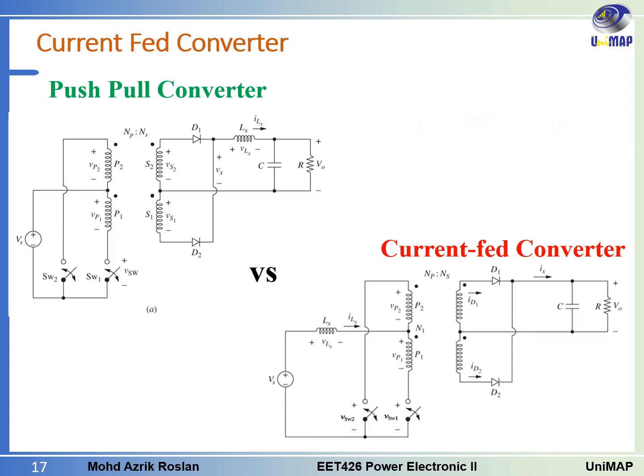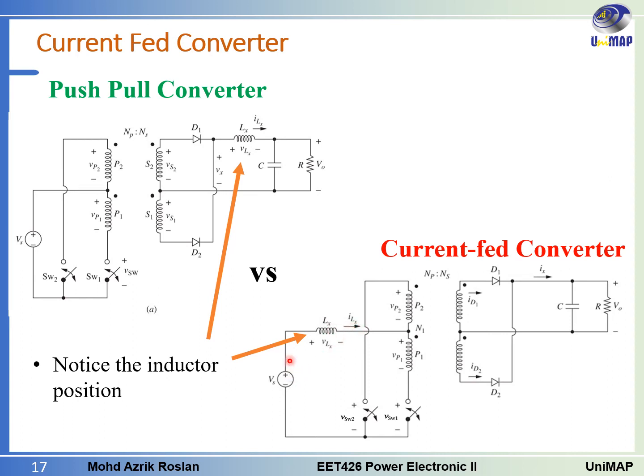This is the comparison between the push-pull converter and the current fed converter. The difference is because we want to have a constant current source. So what we do is we move this inductor from here to the front at the input side. When we have a very large inductor at this point, it will provide an almost constant current source.